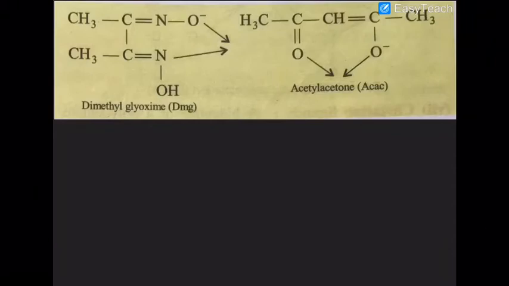Now look at DMG. DMG is also able to form a cyclic closed ring: 1, 2, 3, 4, 5, 6. So a 6-member ring is formed here. Same with acetylacetone. In acetylacetone, the central metal atom is here, so 1, 2, 3, 4, 5, 6. So here you can easily see that DMG and acetylacetone are able to form a 6-member ring around the central metal atom.